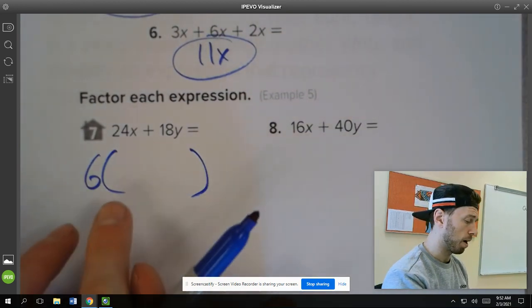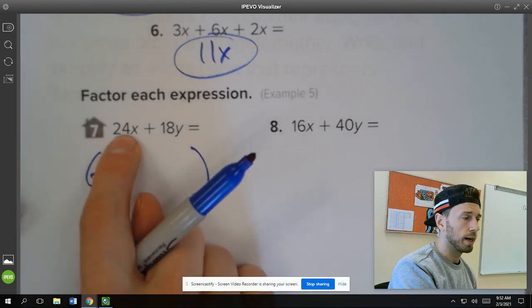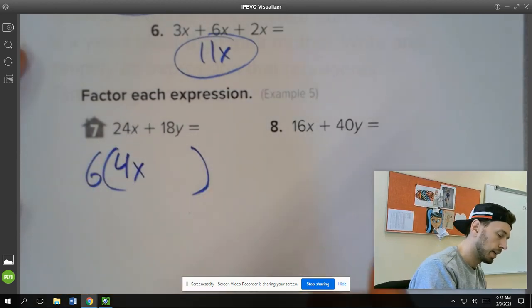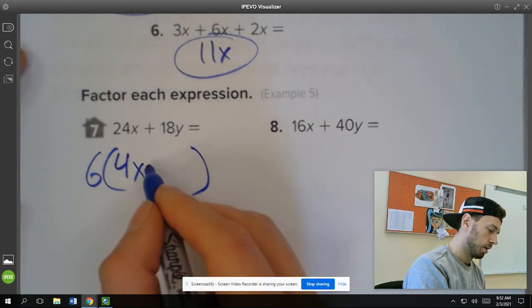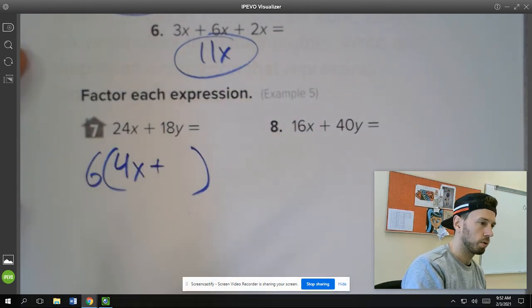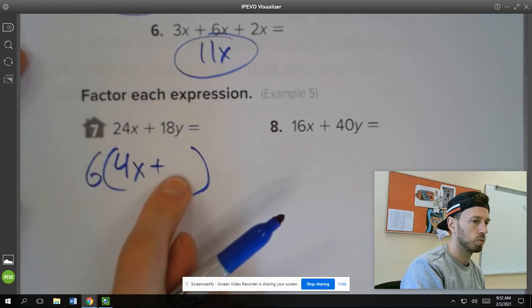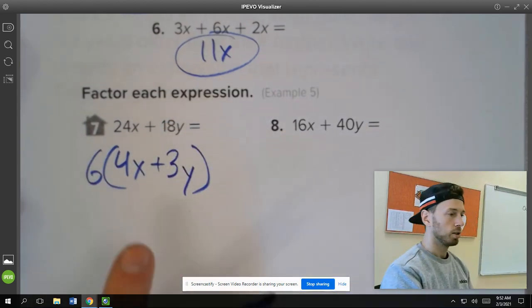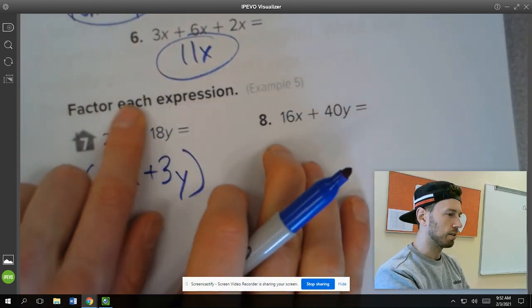And this is the way I think about it. I think about 6 times what gives me 24x? Well, I know 6 times 4 gives me 24, but I also need the x there, so 4x there. Plus, and 6 times something will give me 18y. 6 times what gives you 18? Well, I know it's 3, but we also have a y there. So that is how we factored out a 6 from this expression.